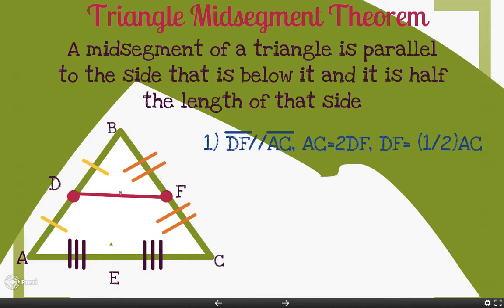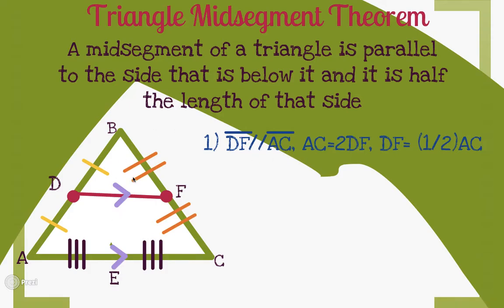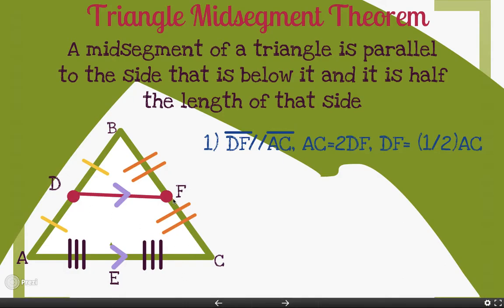The side of the triangle that it's parallel to is the side underneath it. So AC is directly underneath DF, so these two are parallel. And when they're parallel, there's a special relationship. If you double the length of the midsegment, you will get that side of the triangle, which is pretty nifty. Or vice versa, to get the length of the midsegment, if you halve the length of the side it is parallel to, you will get the length of the midsegment.